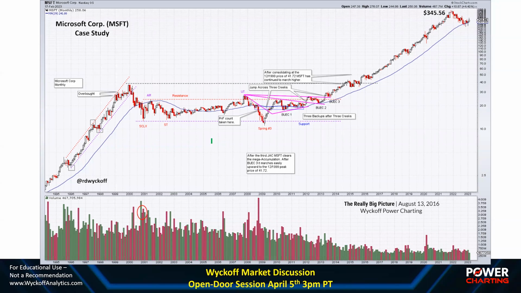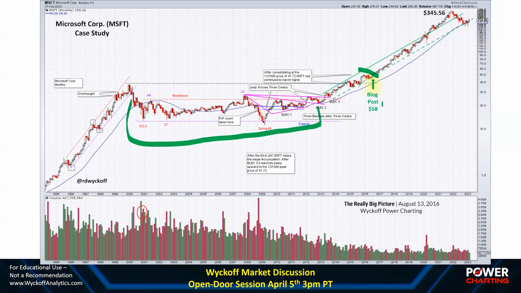Here is the case study that I did a week ago on Power Charting. This is a big base. And so here you can see, in the case of Microsoft, that this base goes from 2000 all the way over to 2012, 2013. We picked up this right here in my blog. You can read that blog from 2016, and this was an incredible advance. So go check that out.